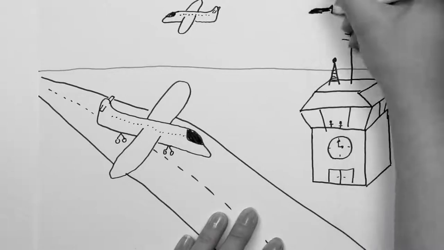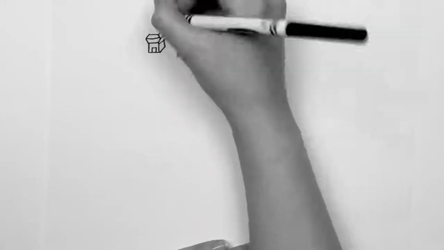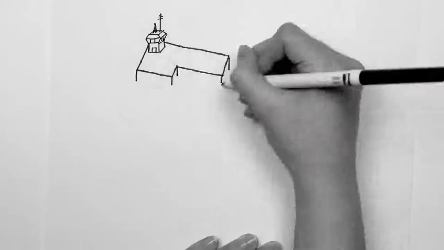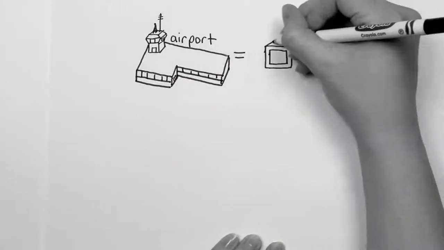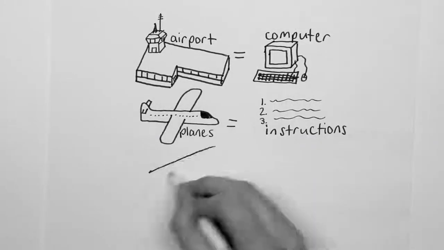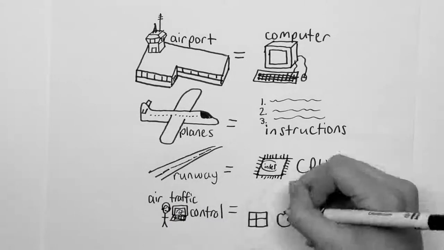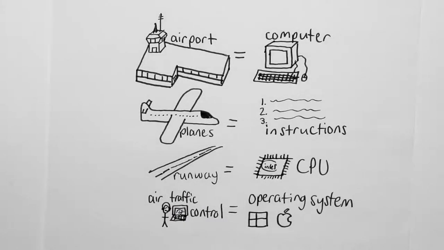Each component within your computer has a specific role in executing programs. If you think of your computer like an airport, planes would be instructions and the runway would be the CPU. Just as planes need access to the runway, instructions need access to the CPU. And just like air traffic control schedules access to the runway, your operating system schedules access to the CPU.